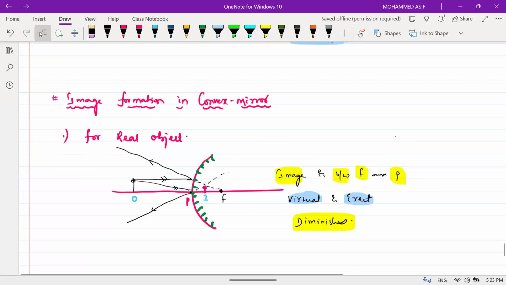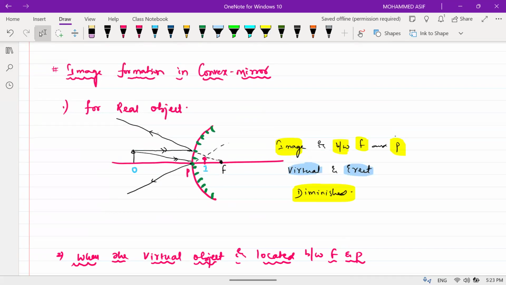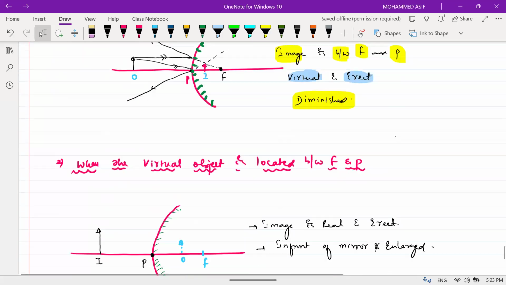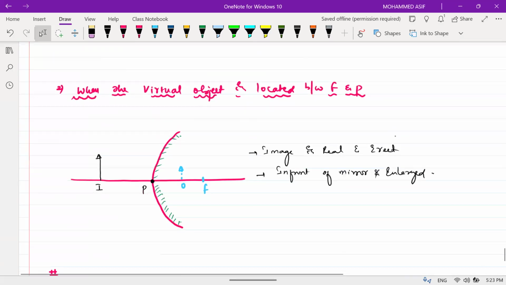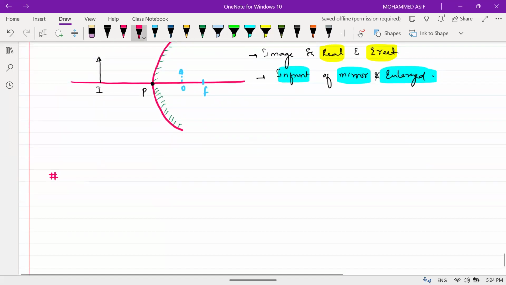Now today we have started with image formation in a convex mirror. In a convex mirror, for a real object, the image is between focus and pole. It is virtual, erect and diminished. And when the object is located between focus and pole, what type of image are you getting? Real and erect, it is in front of the mirror and it is also enlarged. Am I clear? Now the next one is very important.